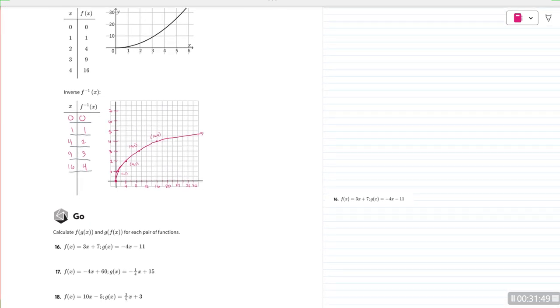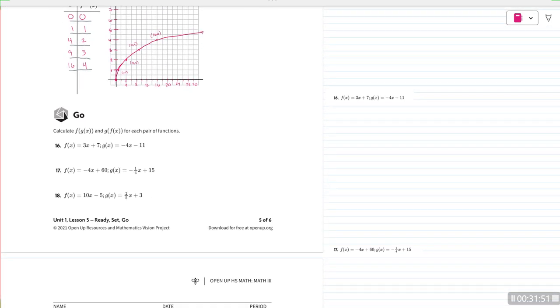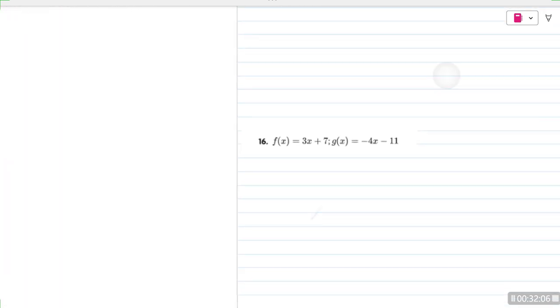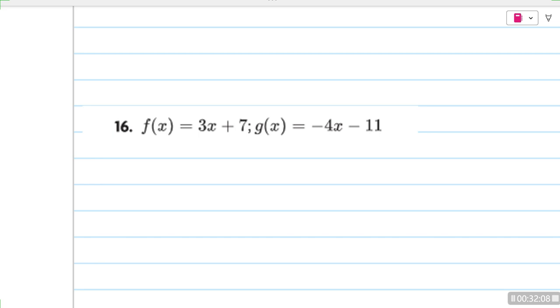And there we have it. There's our inverse. So now our go problems. It says calculate f of g of x and g of f of x for each pair of functions. So to give us more space, I kind of copied these over on the side. So number 16, I'm going to go right over here instead.